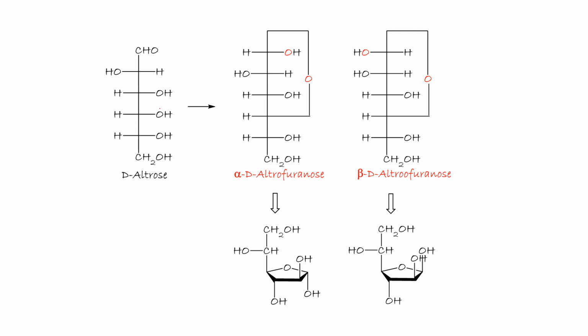For furanose, this lone pair will attack, forming a 5-member ring. If the OH is on this side, as the OH, then it's alpha. This is right, so it is down. This is left, so it's up. Right, down. Now this group, CHOH this way, CH2OH up, and the OH is left.